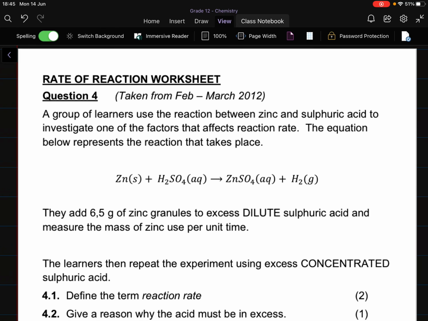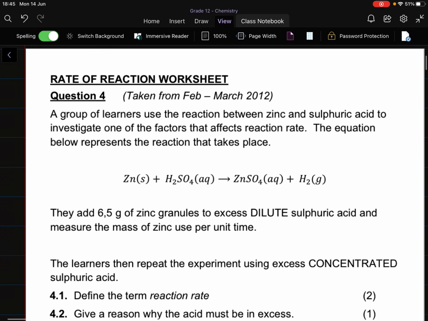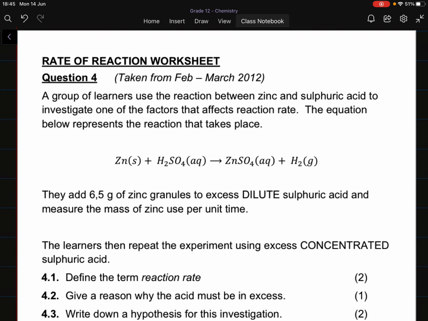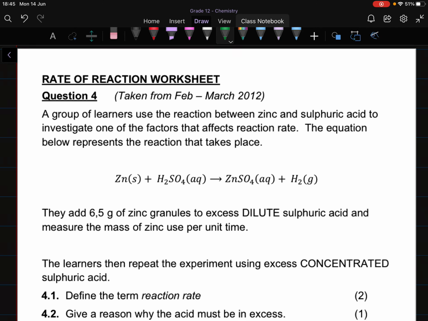We're now going to look at question 4, which was taken from the February-March 2012 DBE examination. I don't know which question it was in there. But anyway, what we have here is a group of learners, so it's an experiment type question, that use the reaction between zinc and sulfuric acid to investigate one of the factors that affect the reaction rate.